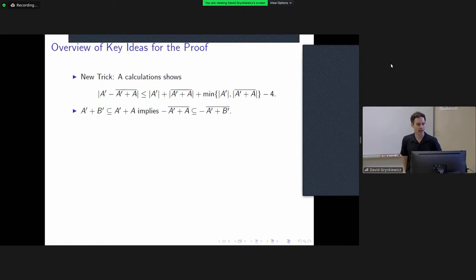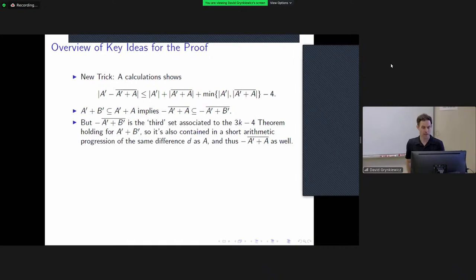And of course, since A prime plus B prime is contained inside A prime plus A, remember B prime is contained inside A, we could take their complements, and that swaps the order. That means negative A prime plus A complement is contained inside negative A prime plus B prime complement. So when we take a complement, the order of inclusion swaps. And we noticed that that A prime plus B prime complement, that's the third set.